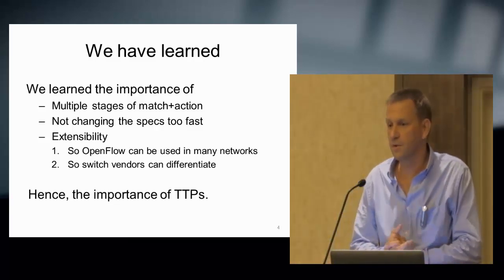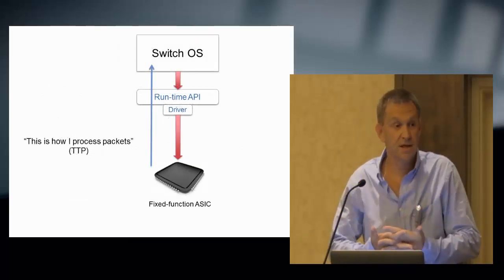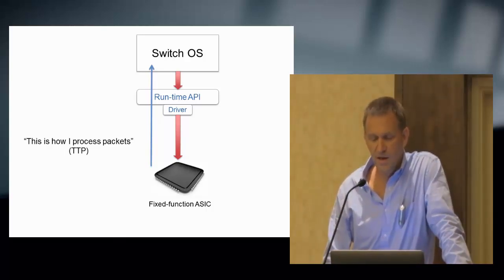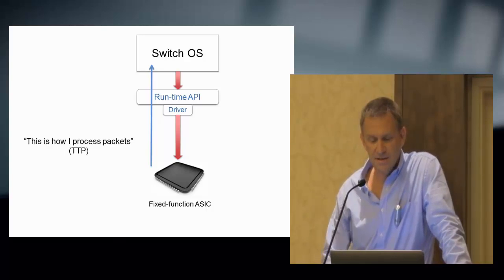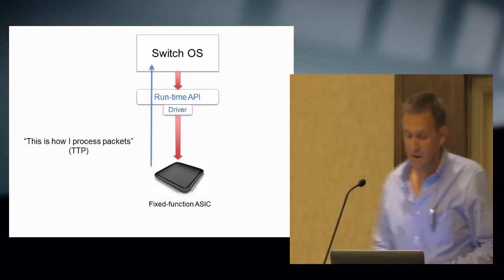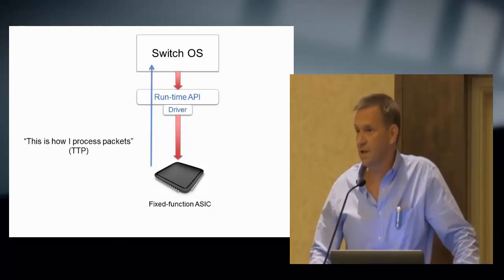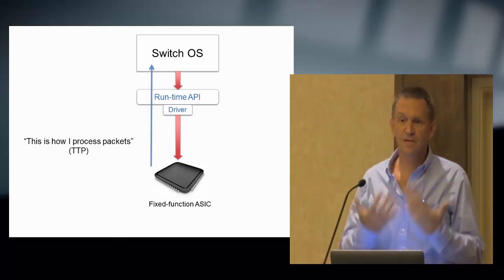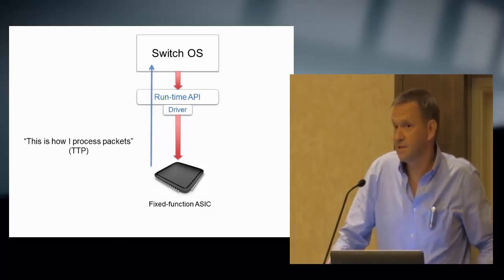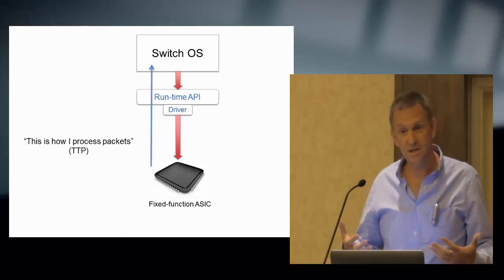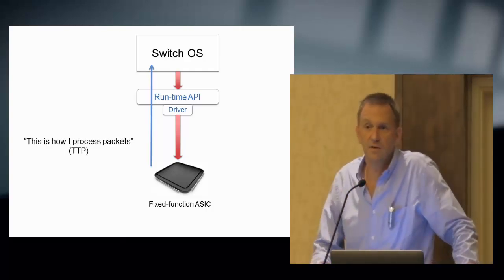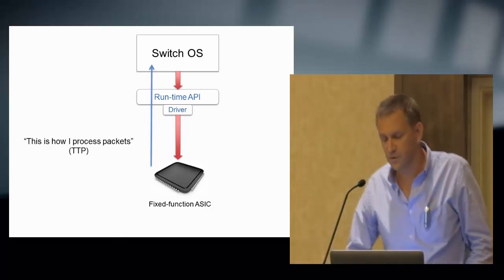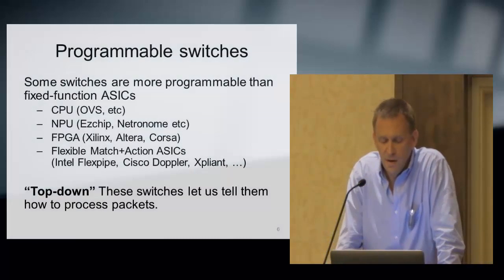So here's a very comic picture of a switch. It has a switch operating system on it, some kind of API, a driver to talk to the chip. And if it's a relatively fixed function ASIC, that ASIC can use the TTP to say, this is how I process packets. So it allows it to express the way in which you can use it. I've deliberately drawn this arrow going from the bottom up because this is the design process. It's a data sheet from which you determine how you can use the chip, and then you design that system around it.